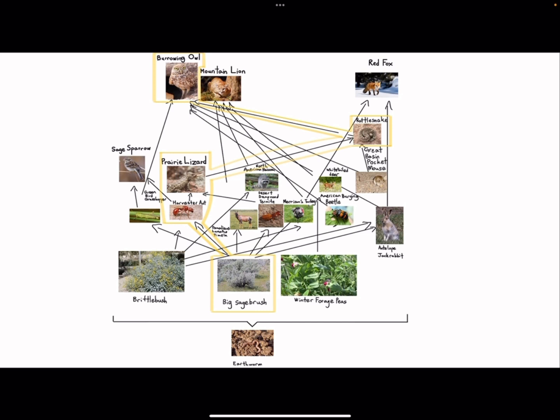Look at this food web that shows the organisms from Great Plains and Great Basin. In this example, we have the burrowing owl that preys on rattlesnake, which preys on prairie lizard, which preys on harvester ant, and ant which eats big sagebrush, which is connected with the next idea, trophic levels and relationships in the food web.